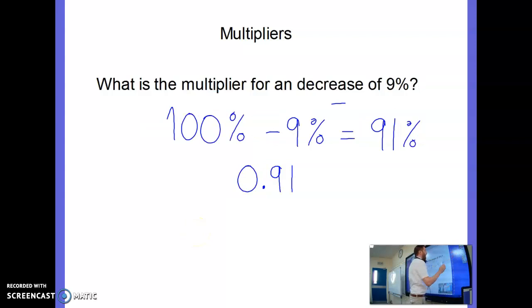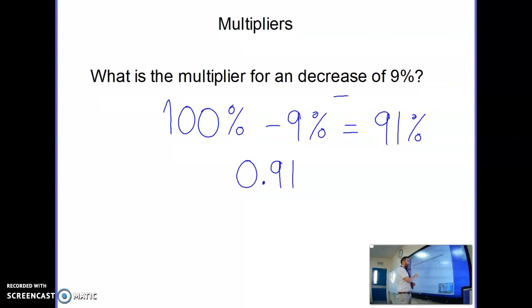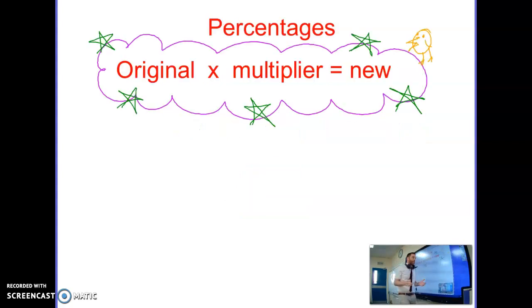Alright. If I wanted to decrease, things are going down, we do the same thing but we subtract. So we've got 100%, and we would take away the 9%, and that gives us 91%, which is, as a decimal, 0.91. Hopefully that is a recap. These things are fundamental to being able to do a reverse percentage change question efficiently.